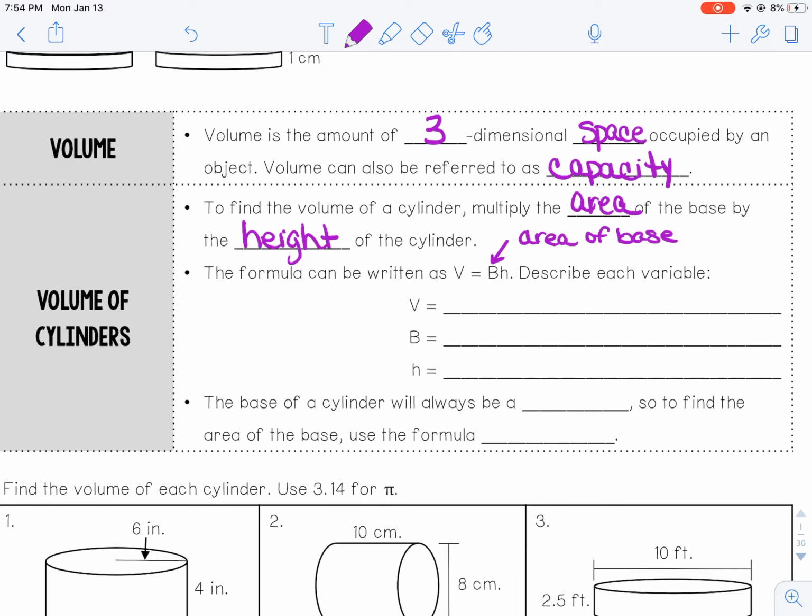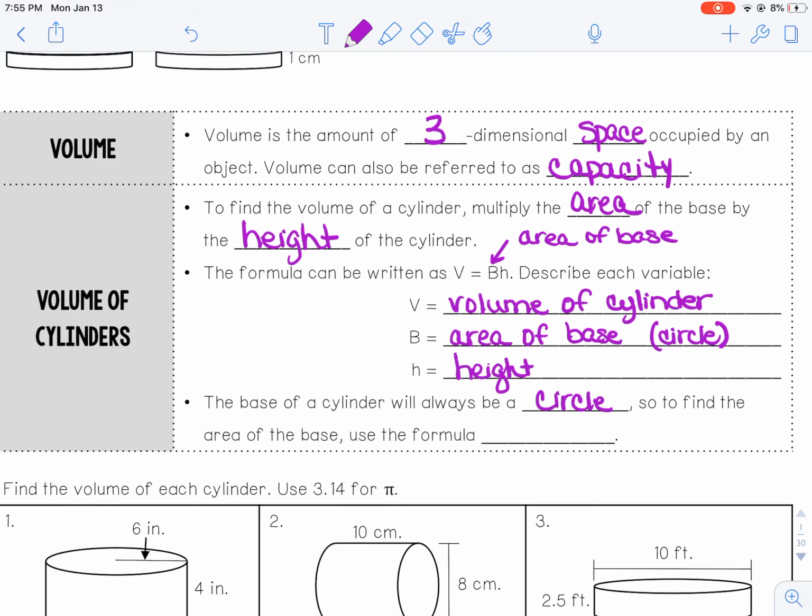So when we're looking at V, what does that variable represent? It represents the volume, and in today's lesson, it's going to represent the volume of a cylinder. Big B, like I said above, is the area of the base, and in our case today, the base of cylinders is a circle. H represents the height of the cylinder. The base of a cylinder is always going to be a circle.